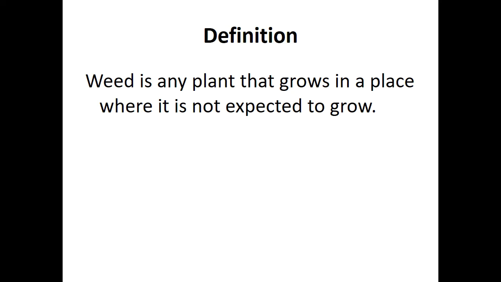Let's look at the definition of a weed. A weed is any plant that grows in a place where it is not expected to grow. Any plant that is growing where it is not expected to grow is considered a weed. Take for instance a rice farm, and you discover that maize is growing in it, while you, as the farmer, did not need maize in that farm. Definitely that maize is considered a weed.